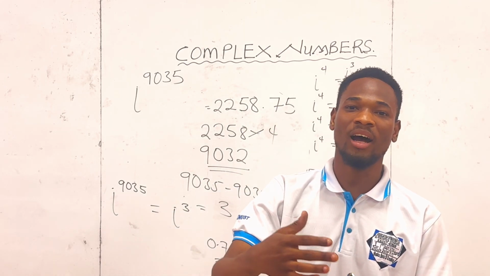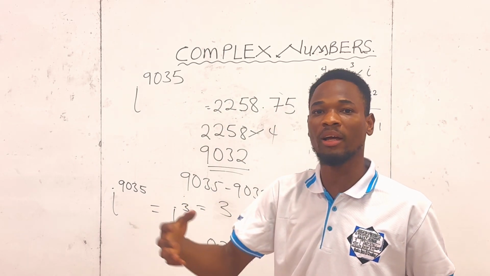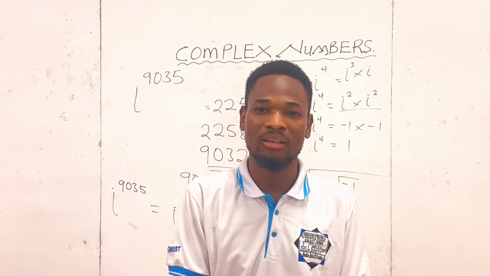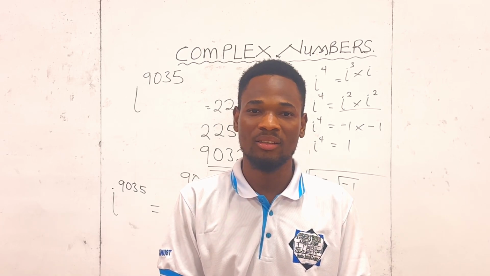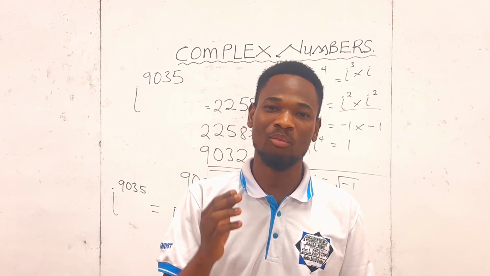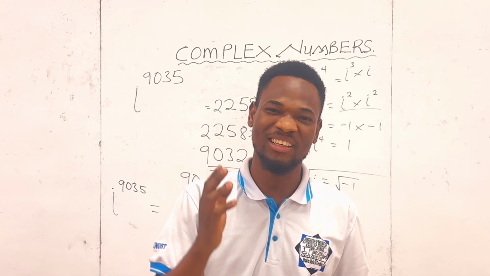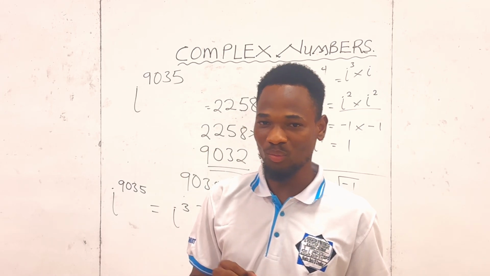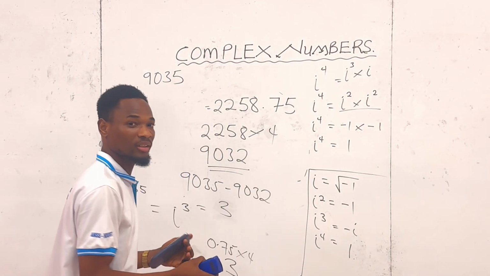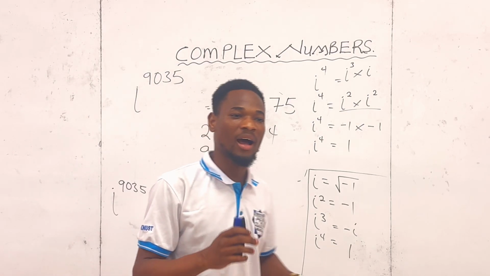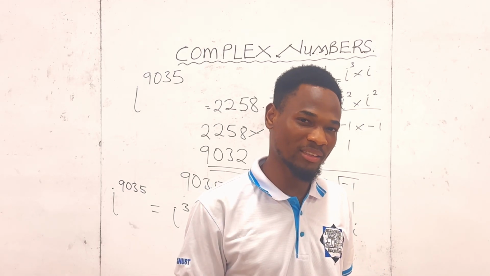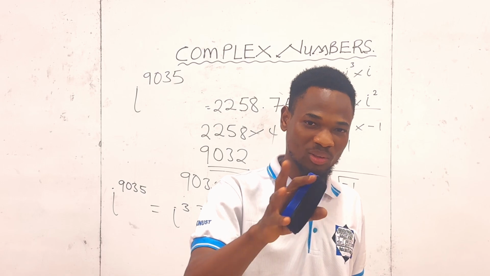So having understood this, we are going to learn how to add complex numbers, subtract complex numbers, divide complex numbers, and multiply complex numbers. Okay, so let's see what happens from here. So let's start with addition of complex numbers. But again, before that, let's consider this also.